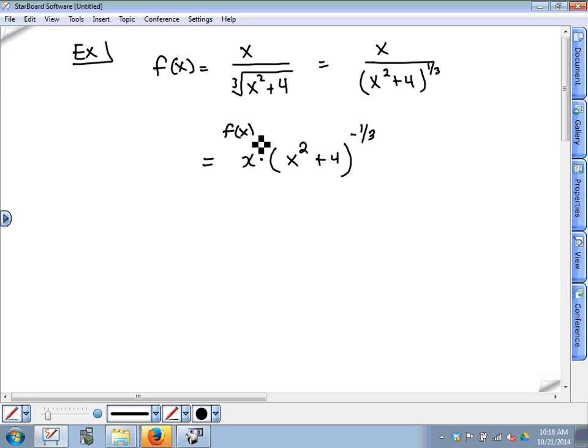If we consider this to be f of x and this here to be g of x, what does the product rule say? It's f prime of x times g of x plus g prime of x times f of x. That's the product property that we just barely learned, right?